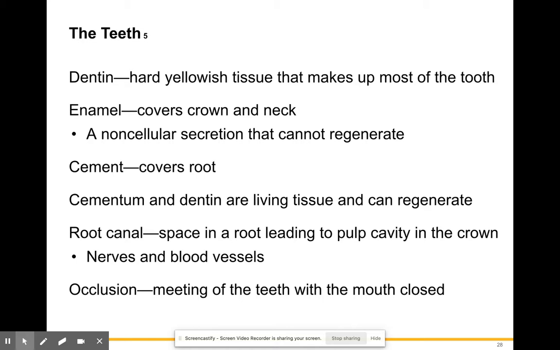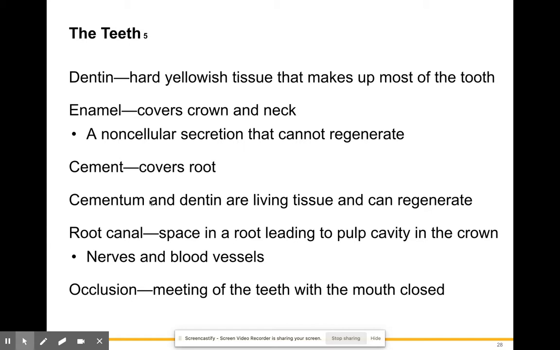Okay, there's cement. Something we call cement that covers the root of your tooth. And you can also call it cementum. So cementum and dentin are living tissues that can regenerate. So you can regenerate dentin, but you cannot regenerate enamel. And you can regenerate cementum.